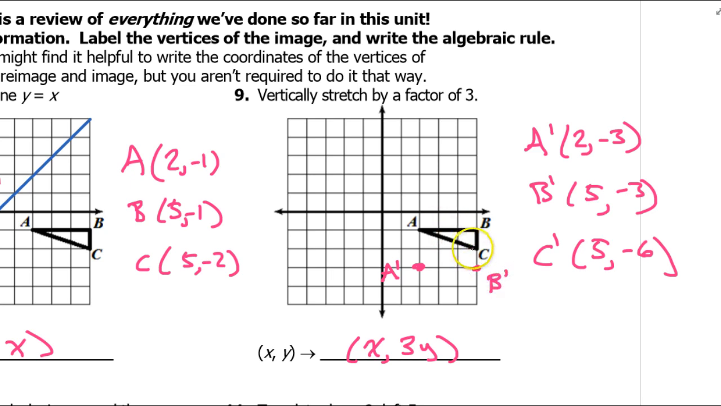And 5, -6, which is going to be off the graph. Right? 1, 2, 3. Okay, so that's going to be here. Ha! Why is that prime so far away? Anyway, draw this, and that's your vertical stretch.